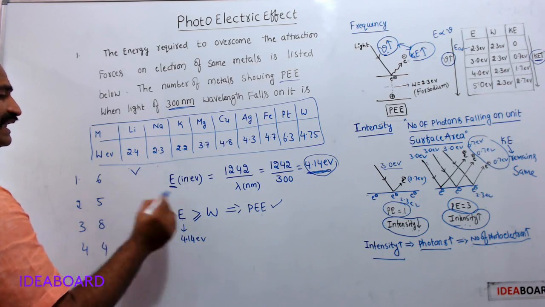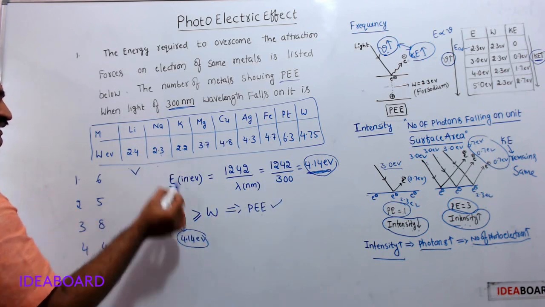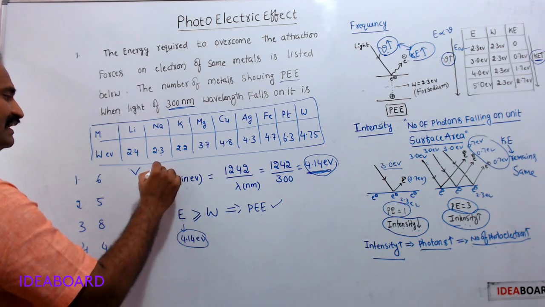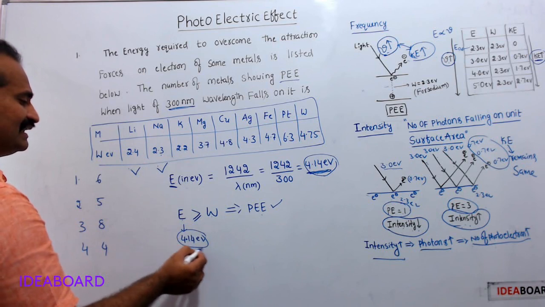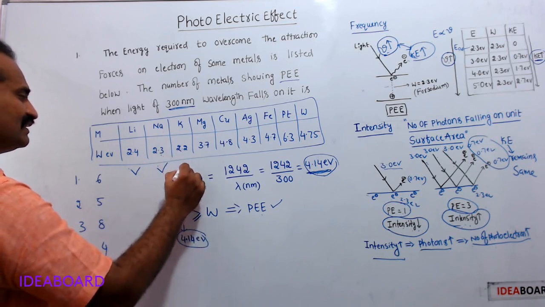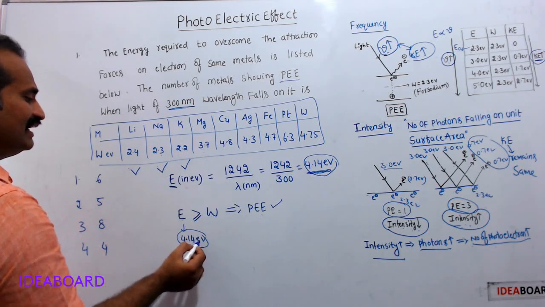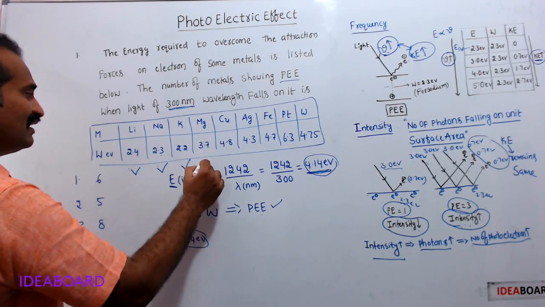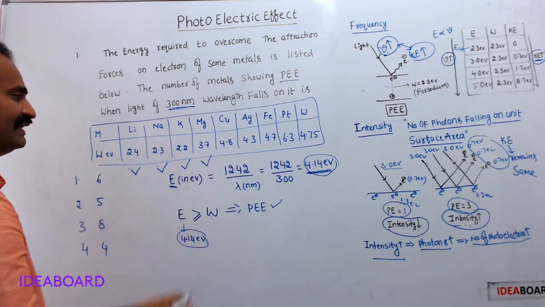Here also the energy of the incident photon is greater than the work function, so this condition is satisfied and the photoelectric effect takes place. In the case of potassium, the energy of the photon is more than the work function, so here also the photoelectric effect takes place. In the case of magnesium, the energy of the photon is more than the work function of magnesium. Therefore, here also the photoelectric effect takes place.